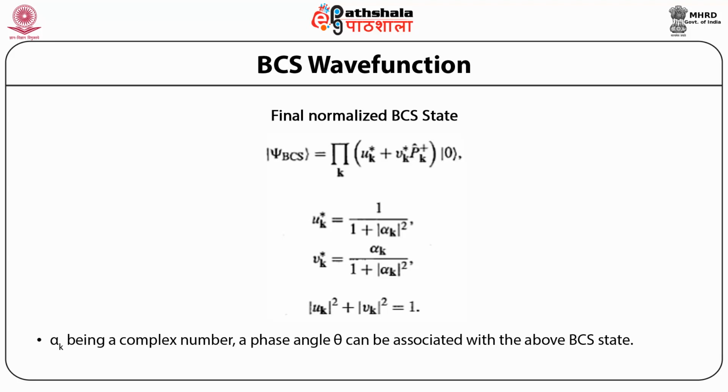So alpha being a complex number, a phase angle theta can also be associated with the above BCS state. The capital N, which is the number of particles, is not fixed, which according to BCS has an uncertainty of the order of square root of N. Finally, the BCS state can be written which includes both electrons and the concept of holes. The BCS state can be viewed as a condensate of electron pairs above the filled electron Fermi sea and a condensate of hole pairs below an empty hole sea. So, the final BCS state is something like this that you see here.